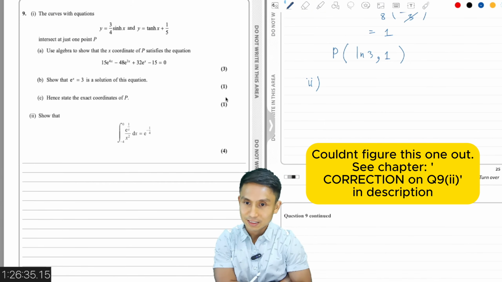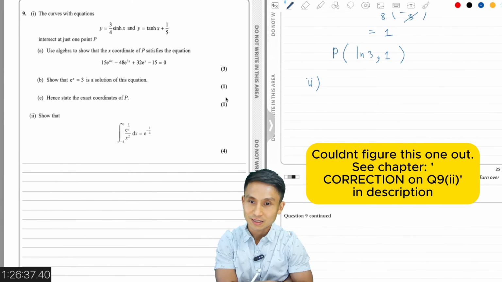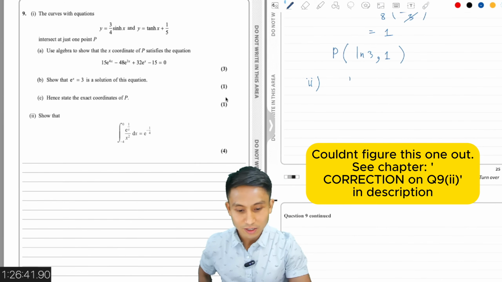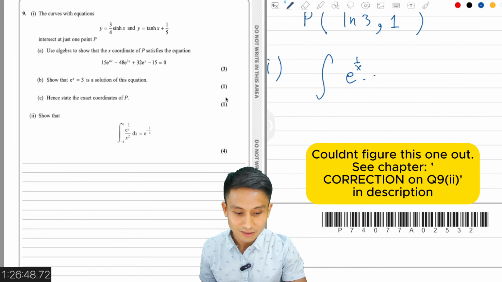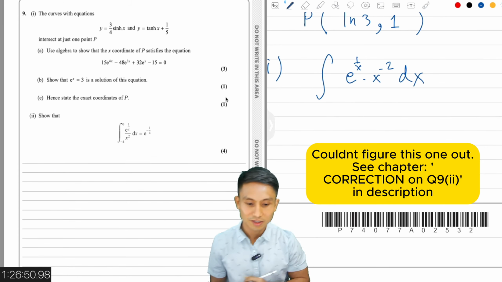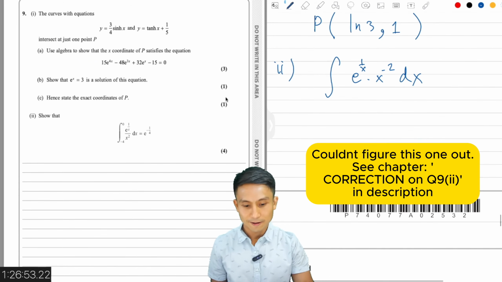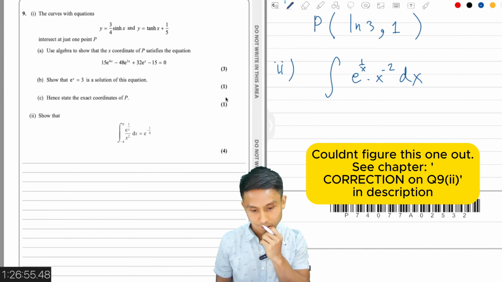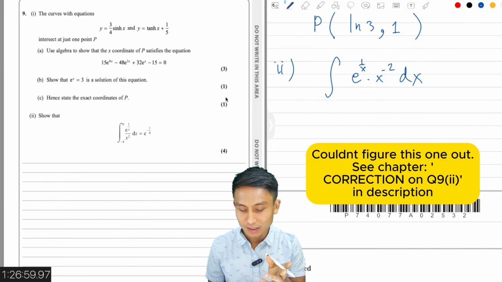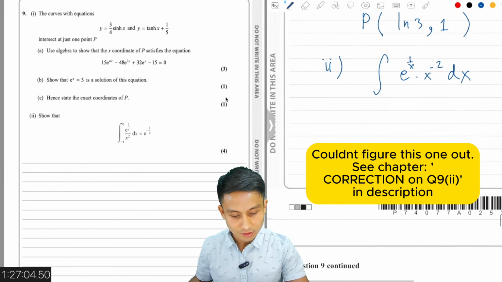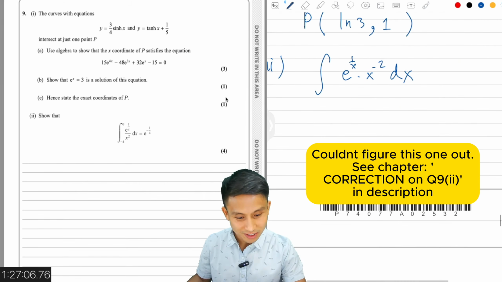Interesting. e to the minus x. Ooh, e to the minus x. Wait, hang on, that's not even minus x. That's 1 over x, and this is x to the minus 2 dx. How do we do that? You can't integrate e to the 1 over x, but you can differentiate that. Okay, right. So by parts, really?